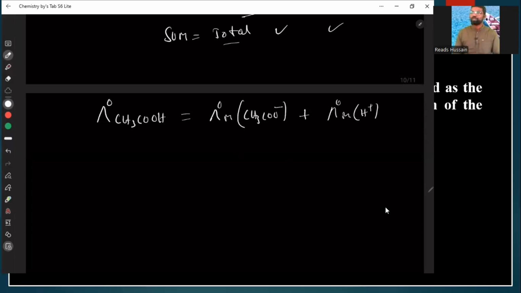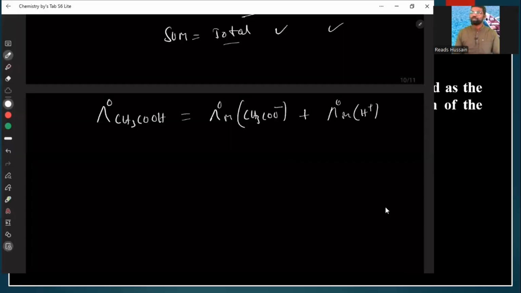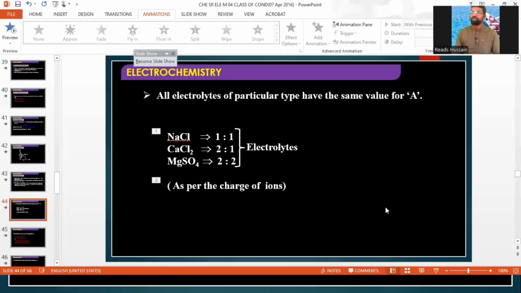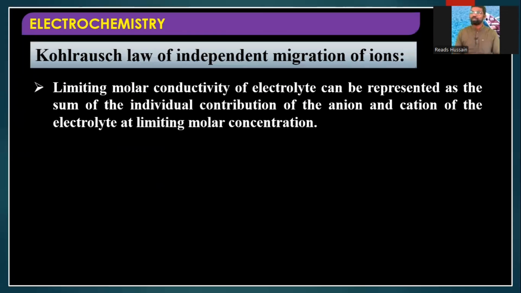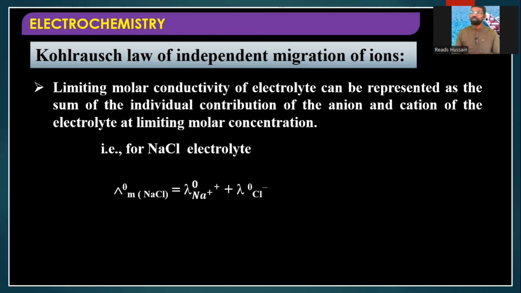My suggestion is you also take notes of this. This is the statement of Kohlrausch law for the NaCl electrolyte. I have written the same thing now. You also please note down: lambda m naught of NaCl is equal to, here a capital lambda, and next one a small lambda. That's the small difference. And this is one example.